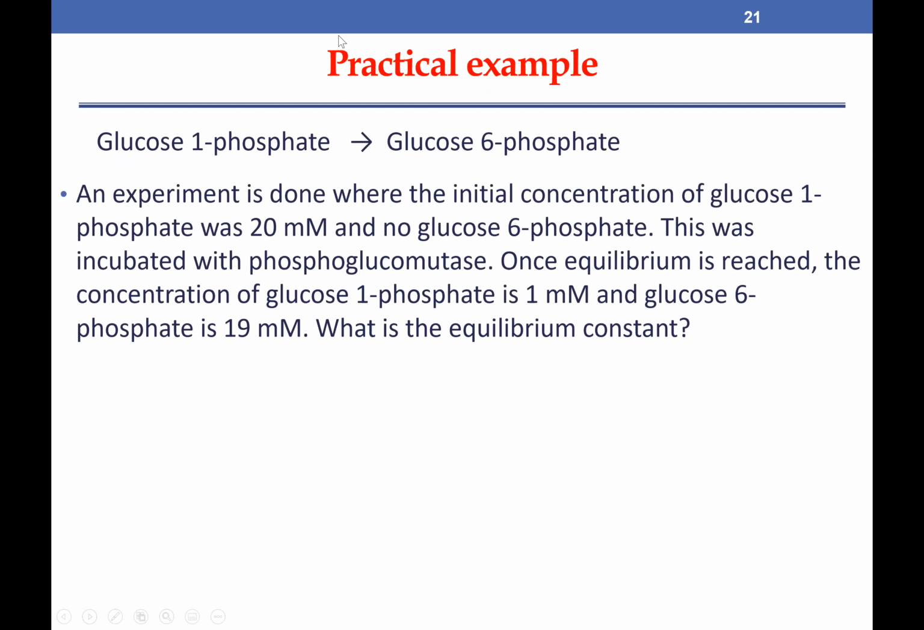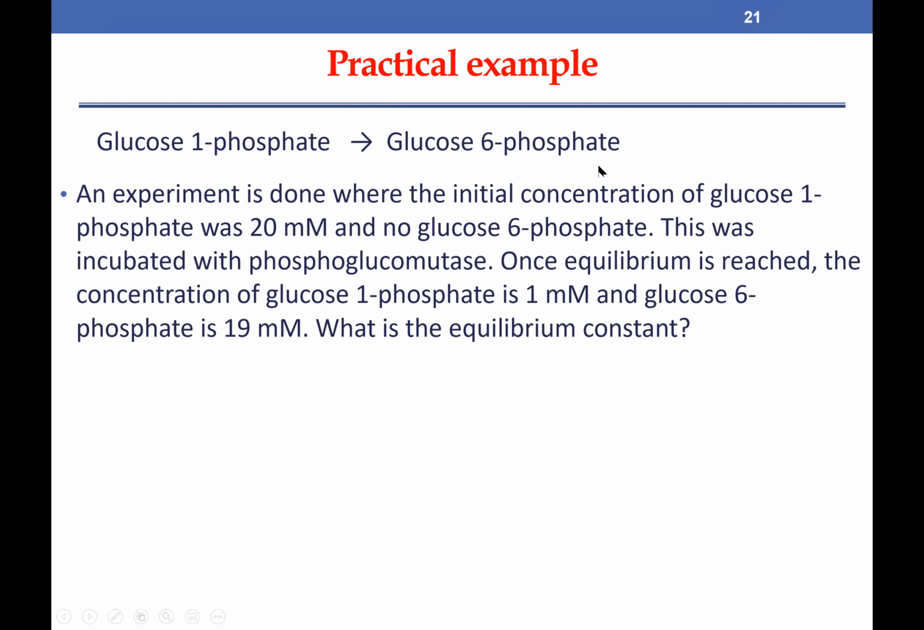All right, we'll take an example now. So this reaction, glucose 1-phosphate turning into glucose 6-phosphate. When I was doing the experiment, my initial concentration of the reactant, glucose 1-phosphate, was 20 millimoles, and I had no glucose 6-phosphate. And then I put in the enzyme phosphoglucomutase. After equilibrium was reached, the concentration of glucose 1-phosphate is 1 millimole, and glucose 6-phosphate is 19 millimoles.